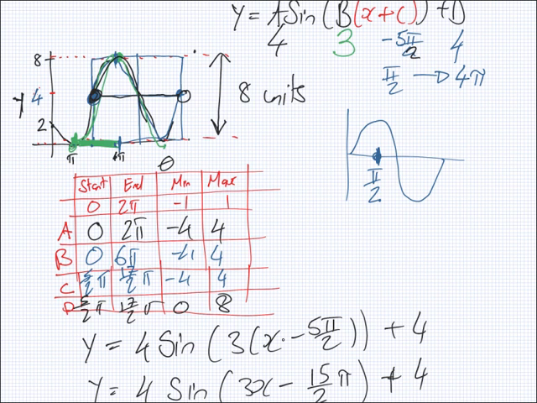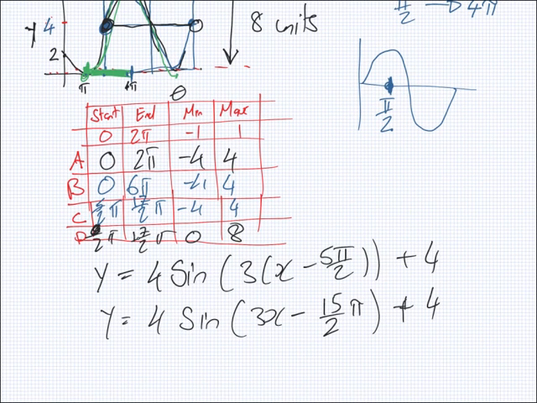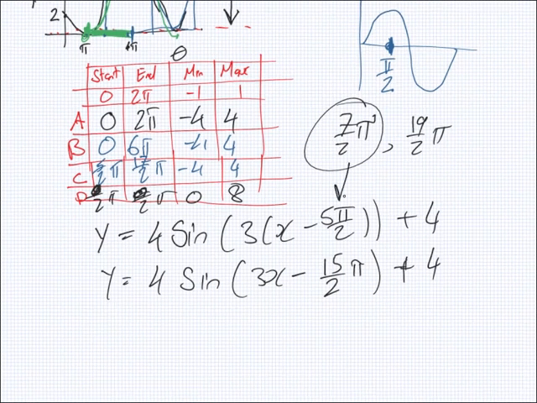Okay, thank you. And I said 5. Okay, we'll fix that then. So that just means that should have been 7 over 2 pi. And can you add 6 pi to that, please? That's 19 over 2 pi. Okay, thank you. So I should have that in there instead.